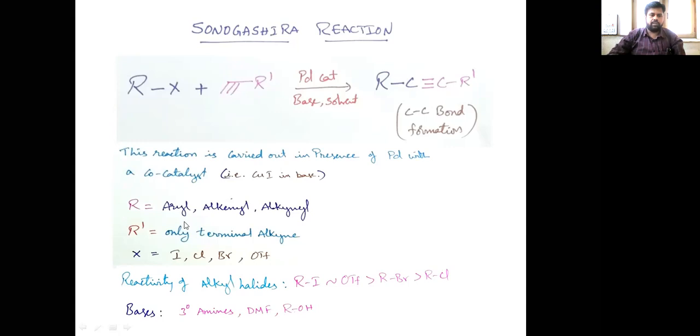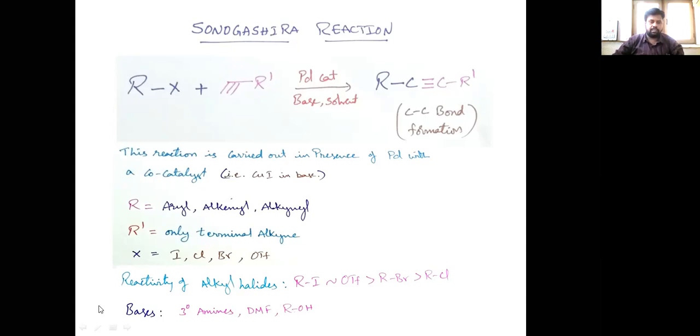So here, for the R groups, we can use aryls, alkenyls, and alkynyls, and for R1, we have to use only terminal alkynes, not others. So a terminal alkyne means a terminal organic group attached to the alkyne moiety. Here the X moieties can be iodine, chlorine, bromine, or OH groups. Next, the reactivity of alkyl halides: alkyl iodide is more reactive than alkyl bromide, which is more reactive than alkyl chloride.